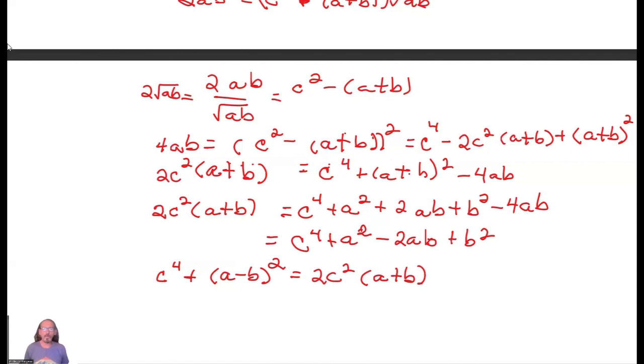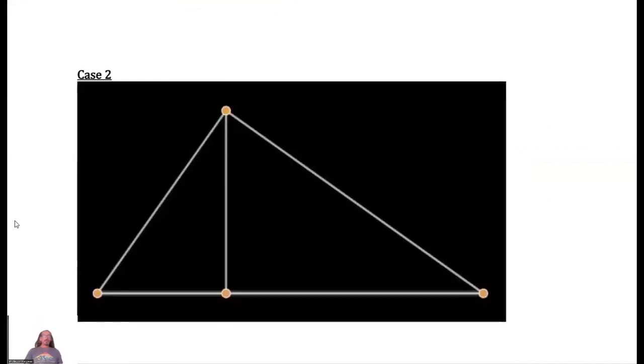And in a moment, we're going to see that the second case gives us the same formula. Recall that I rewrote the second case by adding square root of b to both sides.